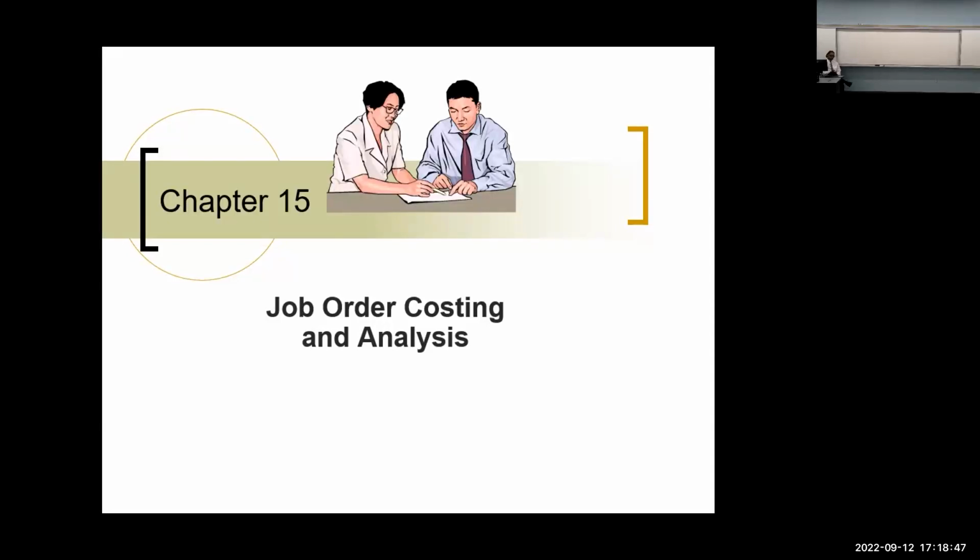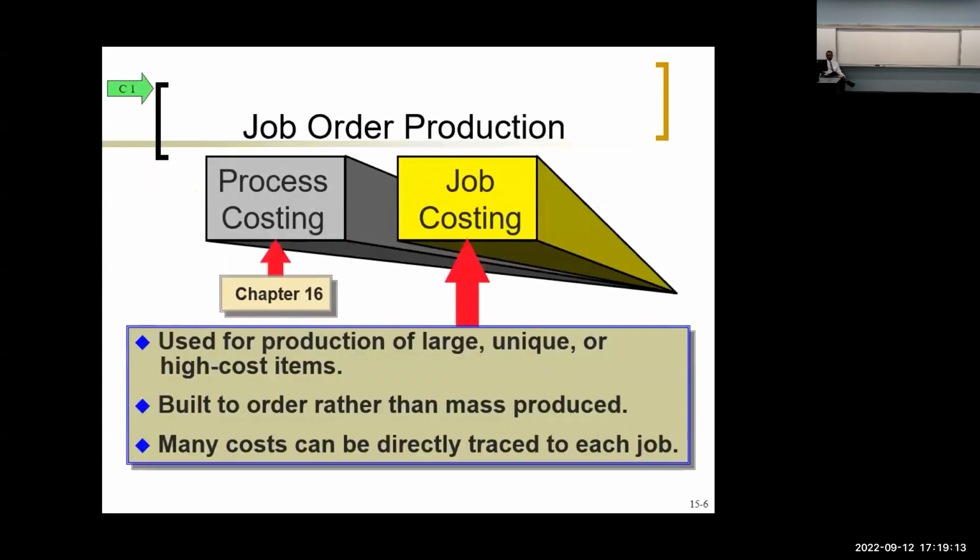We're going to do 2 chapters at once. As I told you guys before, these 2 chapters traditionally were 1 chapter, and they separated them into 2 for some reason or another. However, I still teach them as 1 because they're 2 sides of the same coin. Chapter 15 is job order costing, and chapter 16 is process costing, right?